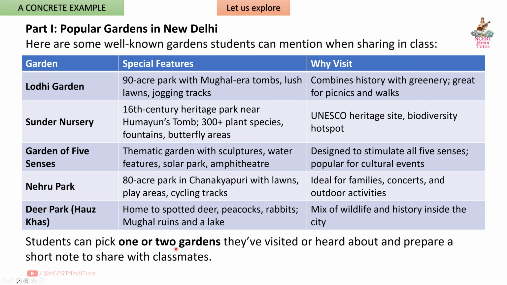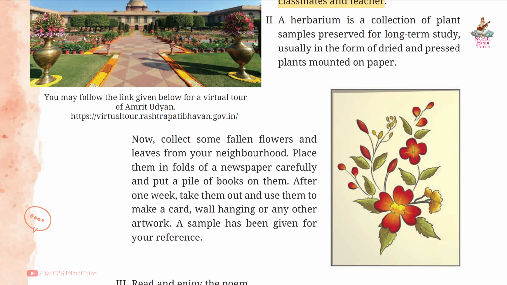Students can pick one or two gardens they have visited or heard about and prepare a short note to share with classmates. Okay friends, now let's move forward. Second, a herbarium is a collection of plant samples preserved for long-term study, usually in the form of dried and pressed plants mounted on paper.